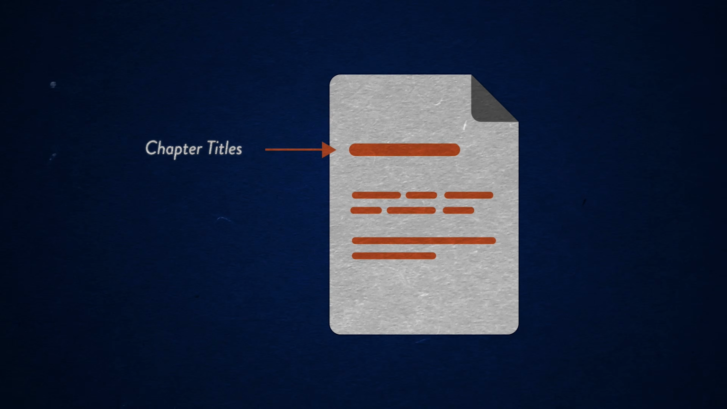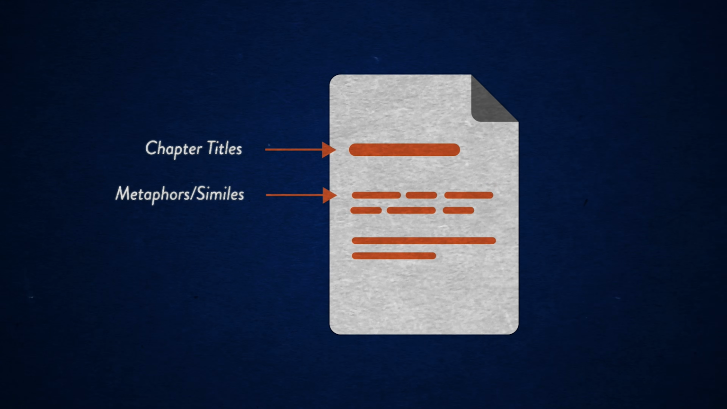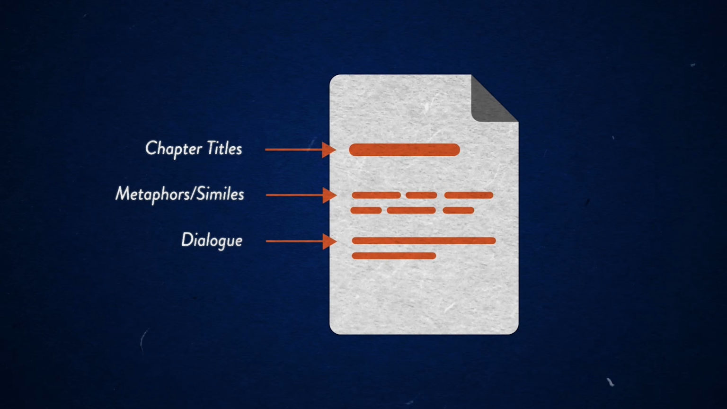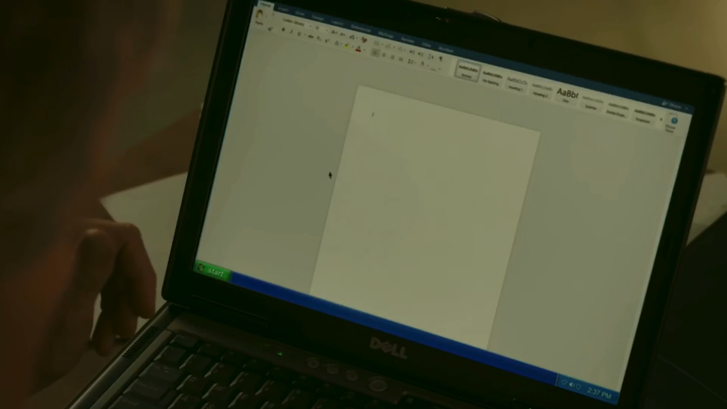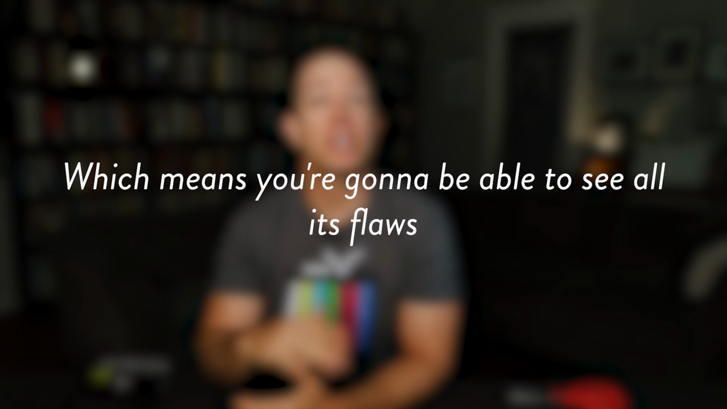You pick a particular element that you want to work on revision for. Maybe it's chapter titles, maybe it's metaphors and similes, maybe it's dialogue from one particular character. And what you do is you open up a new file, Word file, Google Docs, whatever, and you take all those elements from your book and put it into this new file. Now, when you look at them in the harsh, cold light of this new file, where it's not surrounded by all the other text in your novel, you're going to be able to see it in a new light, which means you're going to be able to see all its flaws, right?